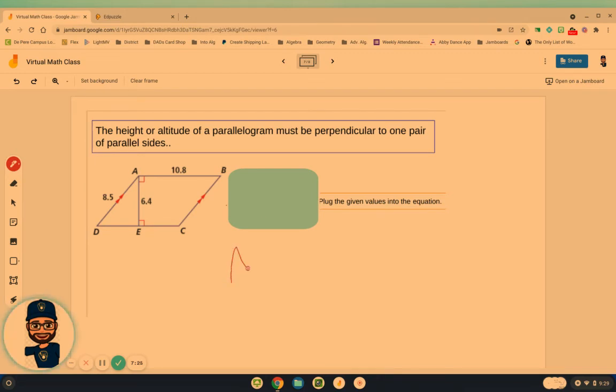Again, area is base times height. What's the height? The height is 6.4. And how do I know that's the height? Well, that's because of the right angles. There's those perpendicular relationships, right? Perpendicular to the bottom, perpendicular to the top, which means 10.8 is my base. 10.8 times 6.4.